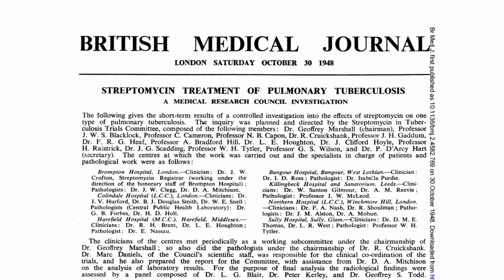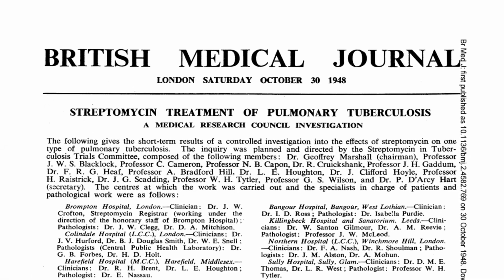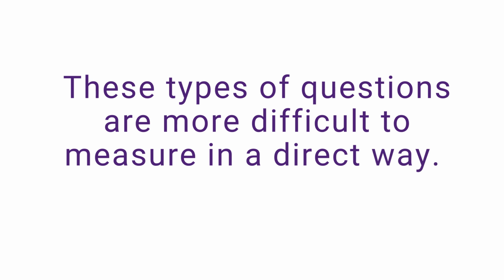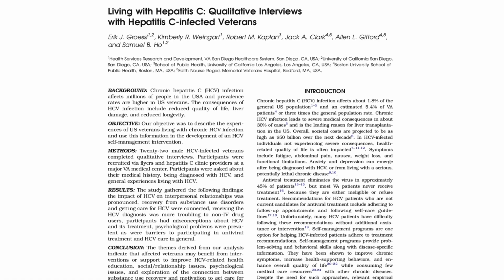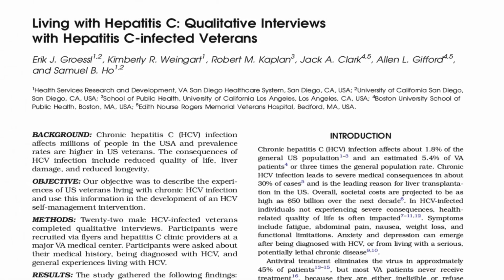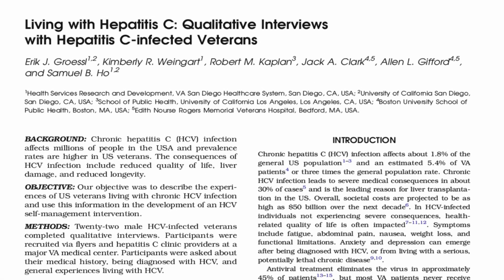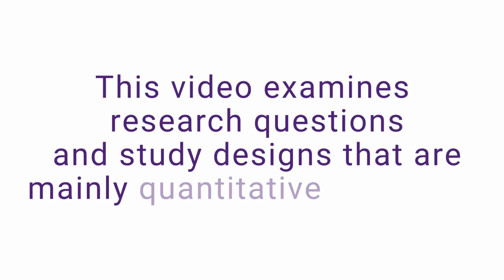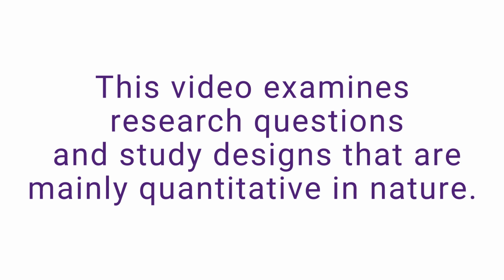These studies will use data collection methods that involve the use of numbers. Or they can be qualitative question types, which are about what people feel, think, understand, and believe. These types of questions are more difficult to measure in a direct way. They focus more on determining the quality of experiences, beliefs, and understandings. For example, what is it like living with hepatitis C? This video examines research questions and study designs that are mainly quantitative in nature.